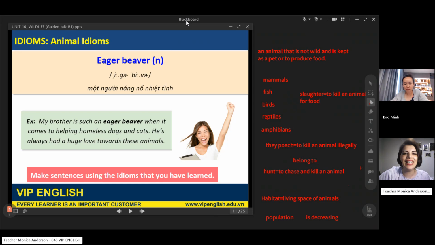Okay, so let's keep going with this idiom. Eager beaver. So what is this? My brother is such an eager beaver when it comes to helping homeless dogs and cats. He's always had a huge love toward these animals. Okay, and what it means, can you guess? Someone who works hard and is very enthusiastic. So, eager beaver, someone who works hard.